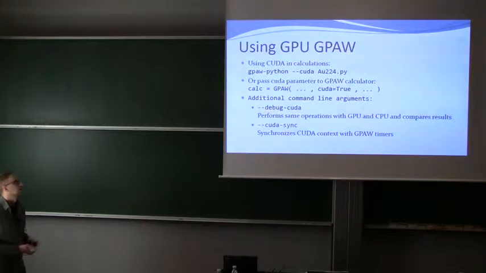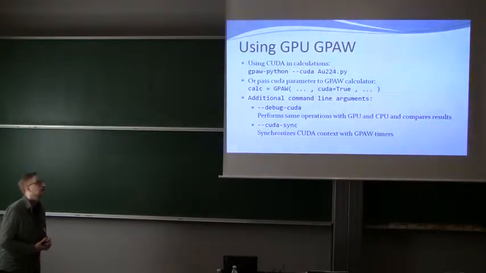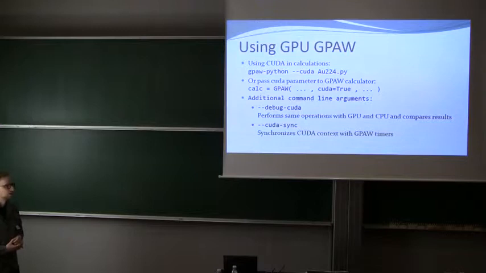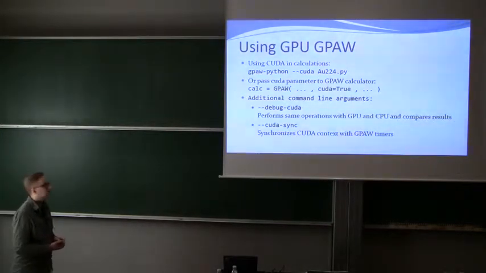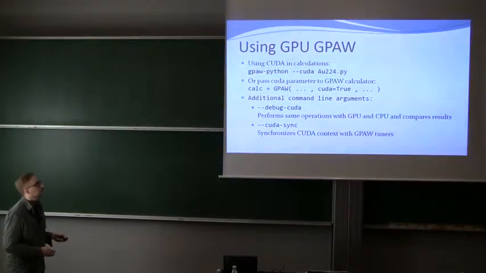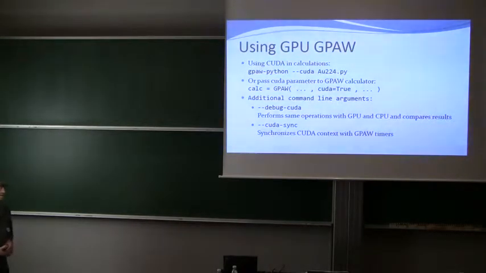Using the GPU version is pretty simple and it should be quite transparent to the end user. The simplest way is just to use this command line option --cuda and then run your Python script normally. Or another way is just to pass cuda=True as a parameter to the GPAW calculator. Both of these options automatically take the first available GPU card and use it for calculations.